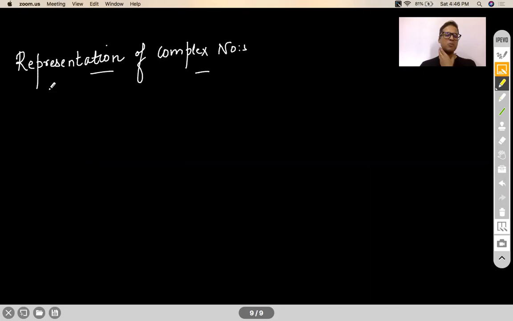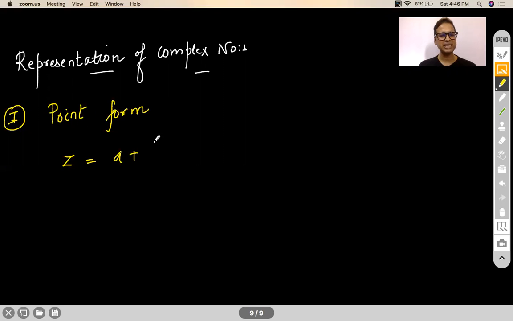The first form of representation of a complex number is what we call the point form representation. When you write a complex number as a plus bi or a plus ib, it doesn't matter whether you write i first or later. This is actually called a point form representation. Now, why is it called point form representation?